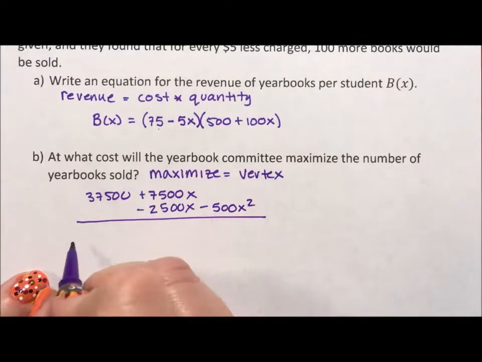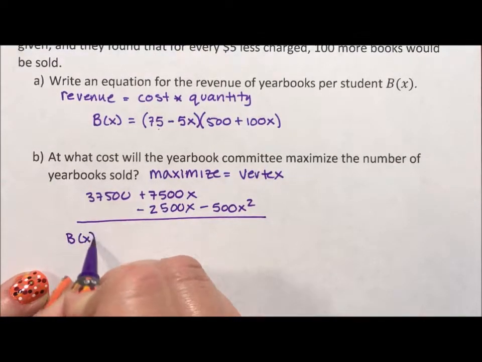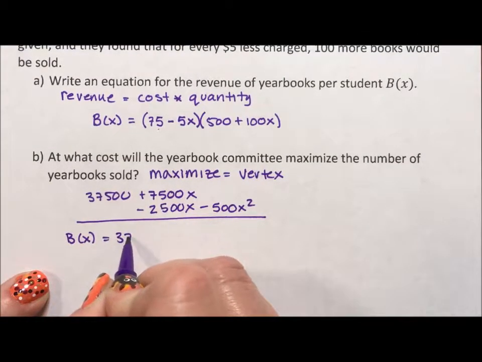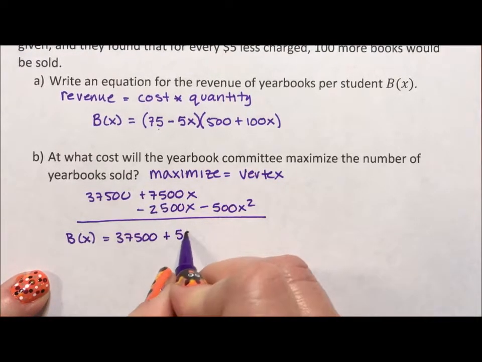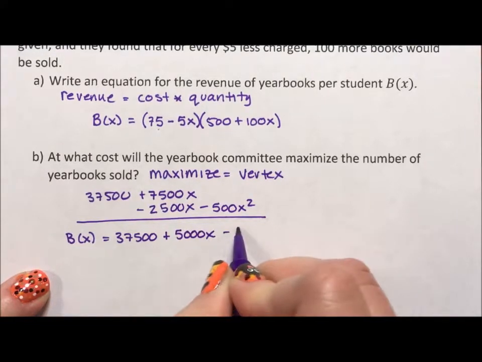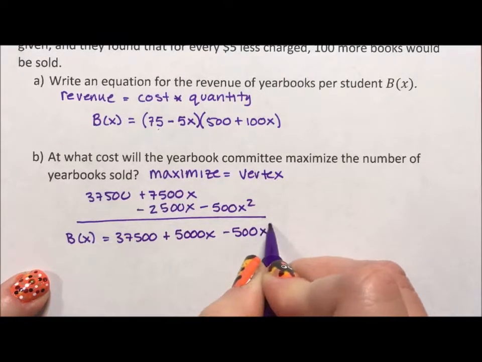So I'm going to rewrite this as B of x equals 37,500 plus 5,000x minus 500x squared.